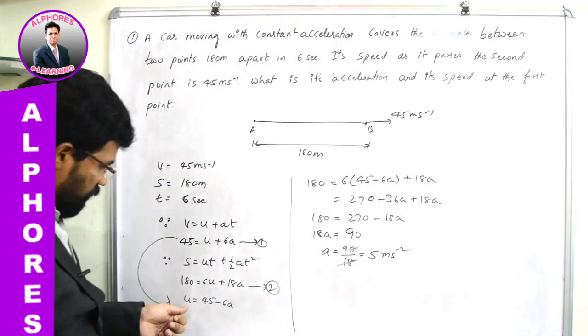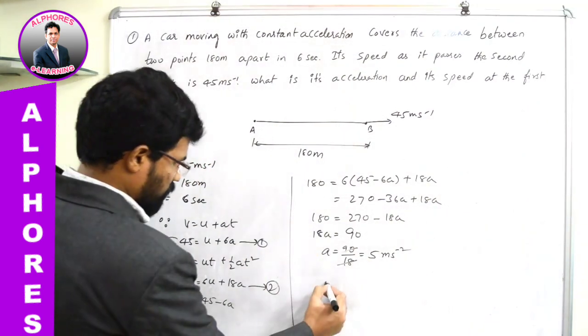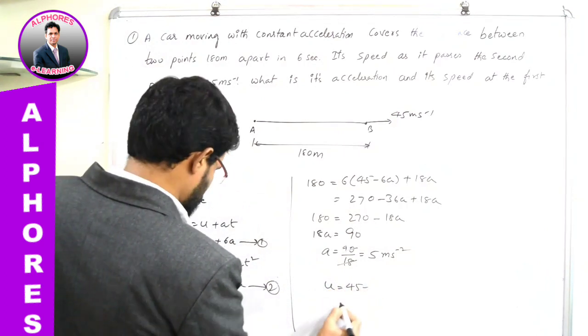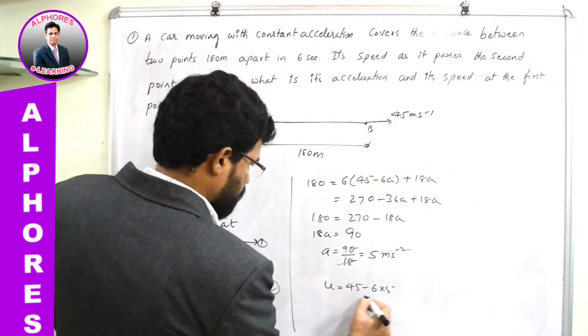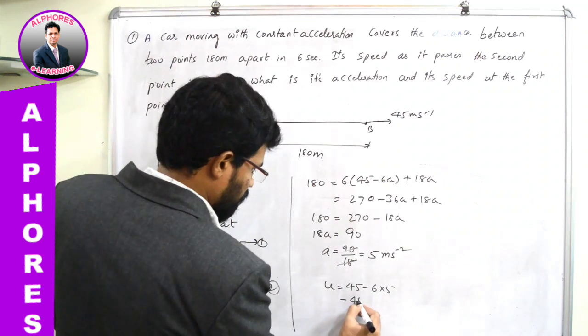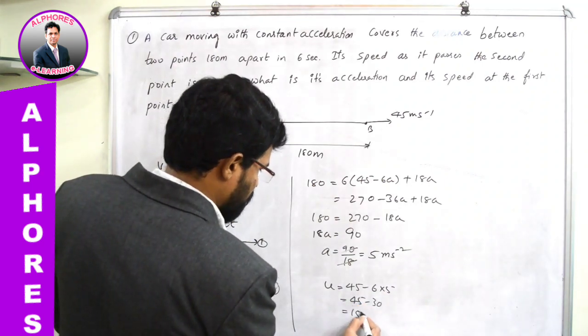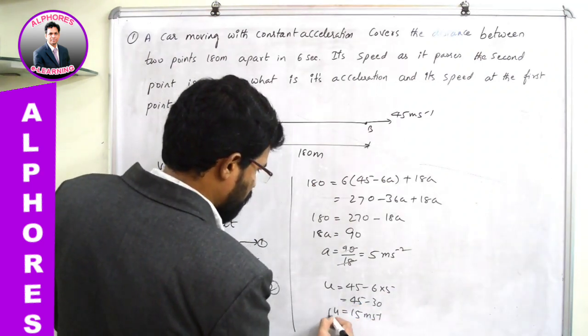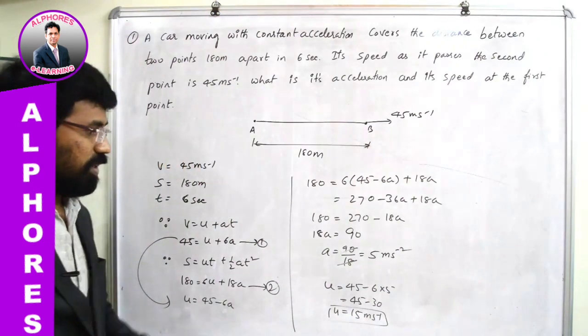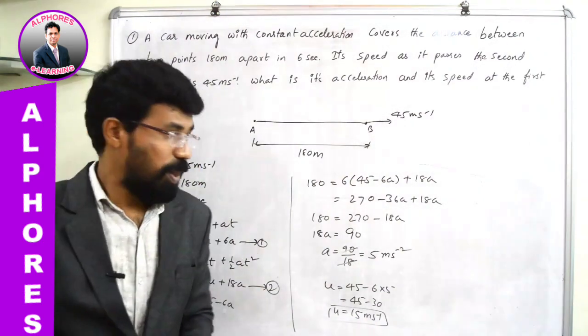Let us find out u. From this equation, u can be written as 45 minus 6 into 5. 6 fives are 30. 45 minus 30 will give us 15. So initial velocity is how much? 15 meter per second, and acceleration is how much? 5 meter per second square.